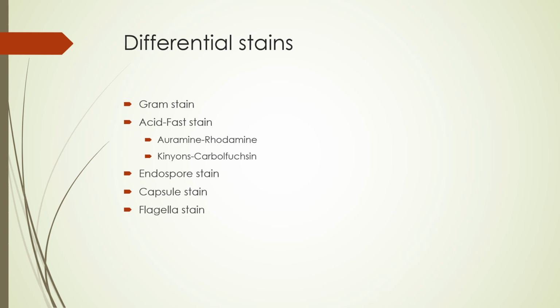There are a couple different types of acid-fast stains we can use, and we'll talk about those later throughout the course. Those are called the auramine and rhodamine stain and the Kinyoun carbolfuchsin stain. We've also got endospore stains, which stain the spore, capsule stains, which stain the halo of the capsule around the organism, and then we have flagella stains, which actually stain the flagella, or their anatomical part for locomotion.